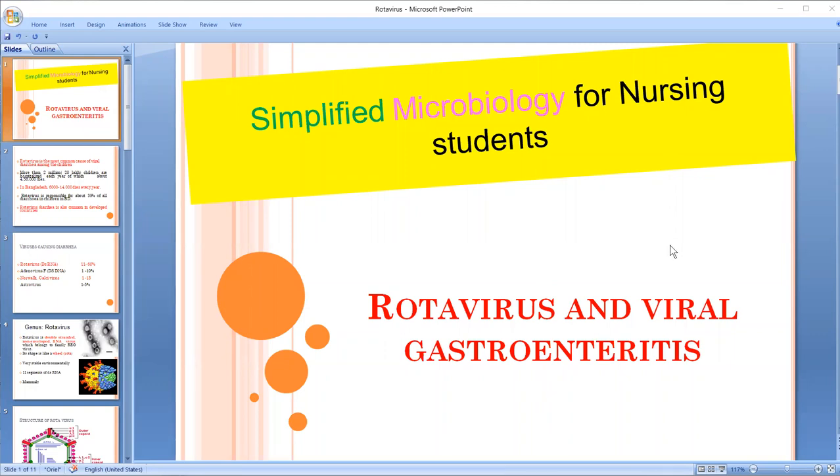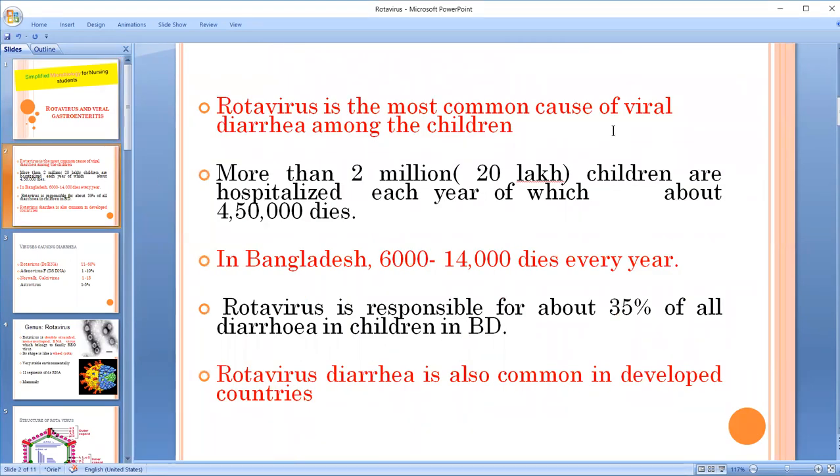আমাদের এখনকার লেকচারটি হলো রোটাভাইরাস and viral gastroenteritis. Rotavirus is the most common cause of viral diarrhea among the children. In Bangladesh, 6,000 to 14,000 children die every day, and it is responsible for 35% of all diarrhea in children in Bangladesh. So this is very important.